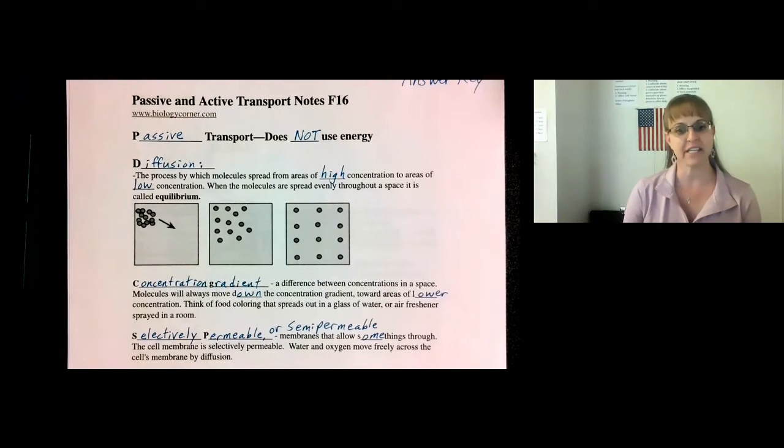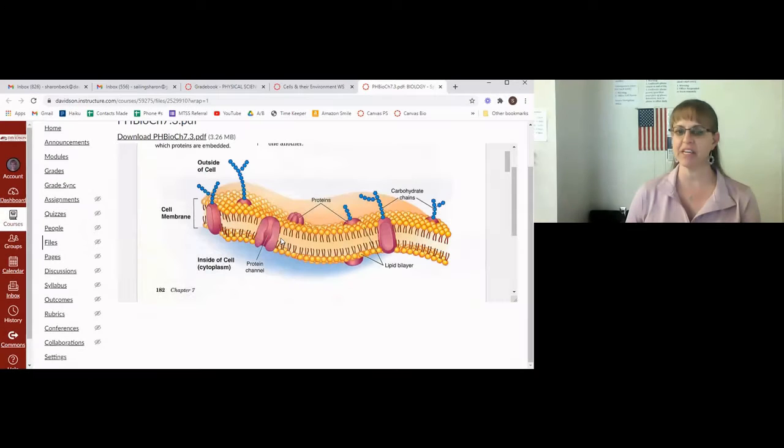Hello everyone. Today we are talking about the importance of the cell membrane and how it lets certain things in and out of the cell in a very specific way. This is a close-up of the cell membrane found in your textbook.